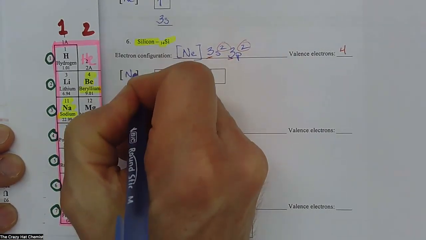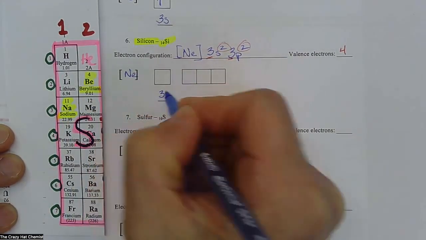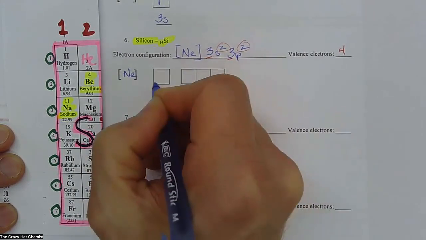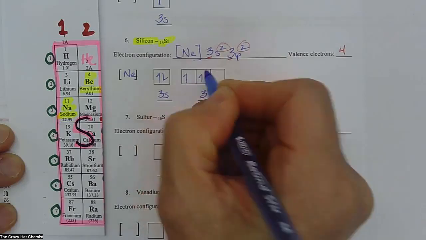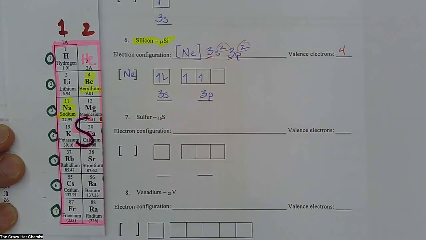This is neon in brackets. This is a 3S. This is a 3P. And we're going to go up and then down, and then we're going to go up, and then up again, just like that. So now we've got the electron configuration for silicon. Beautiful. You guys are doing a fantastic job. Okay, so hang on. We only have 3 more problems to do.